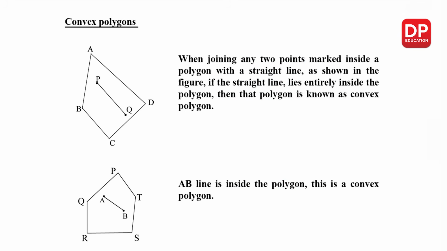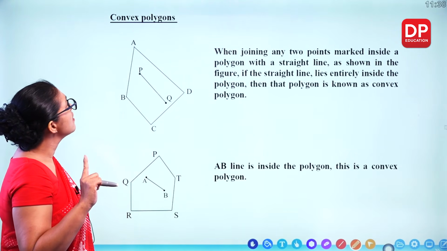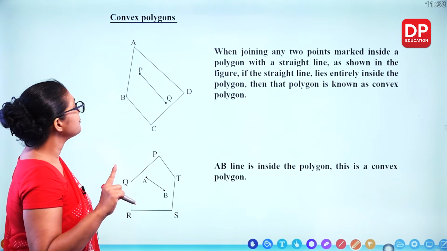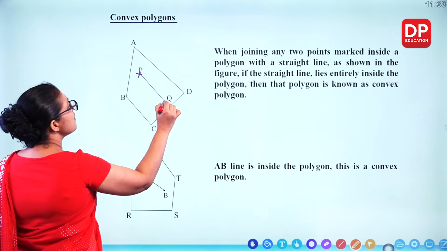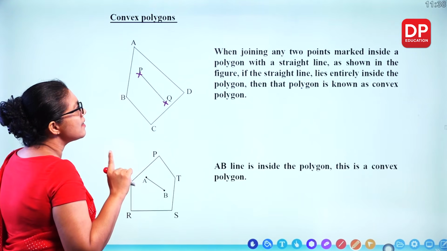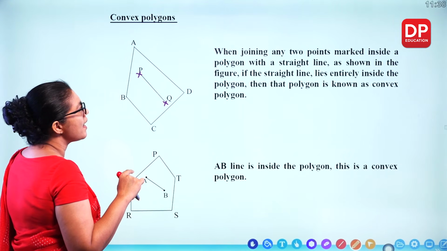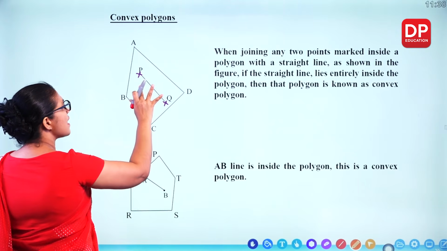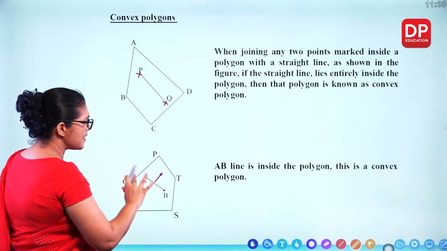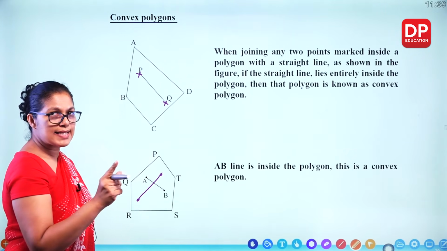Now we'll look at what are convex polygons, and we are learning another one. So what are convex? When joining any 2 points marked inside a polygon. So these are 2 points inside the polygon. When you connect with a straight line, if the straight line lies entirely inside the polygon, then that polygon is known as a convex polygon. So this line is inside. Here also, when you take any 2 points, when you draw a line, that's inside the polygon. So that's a convex polygon.